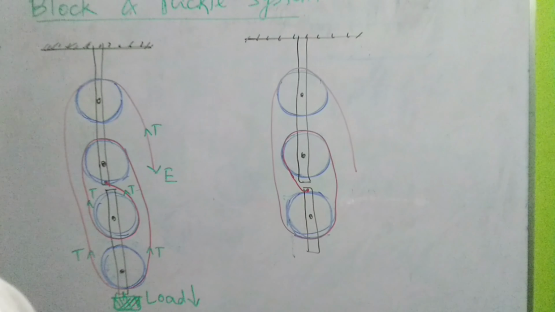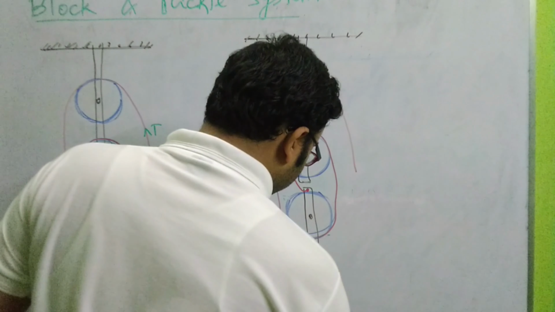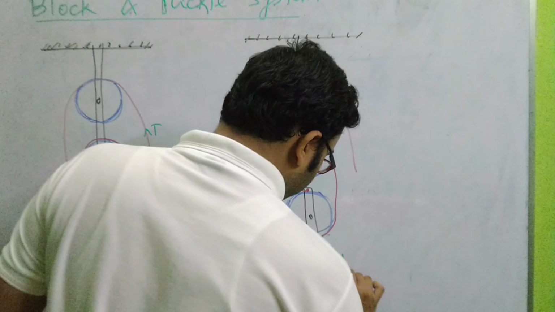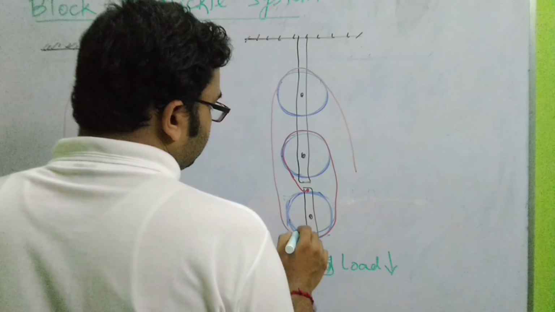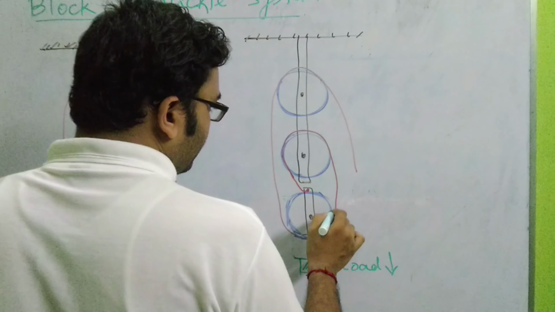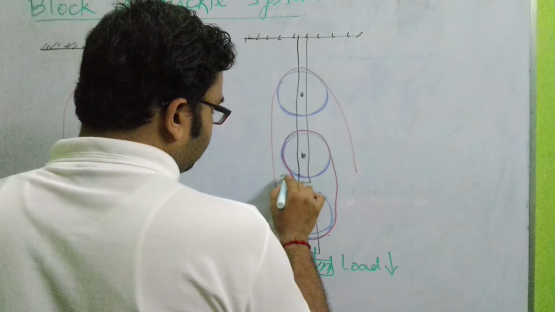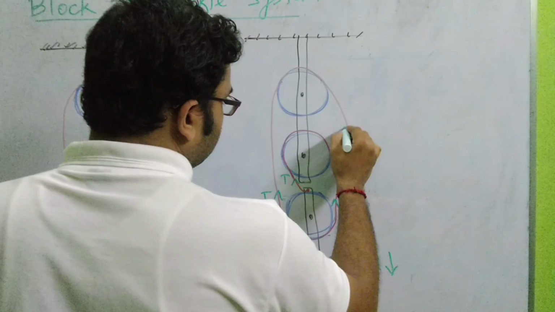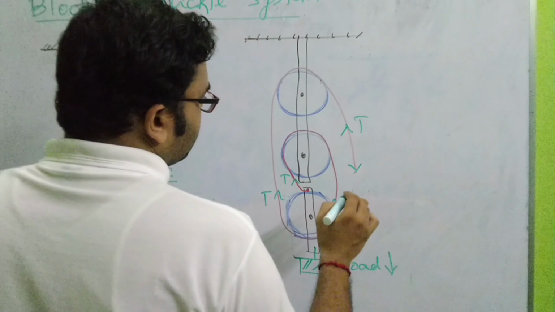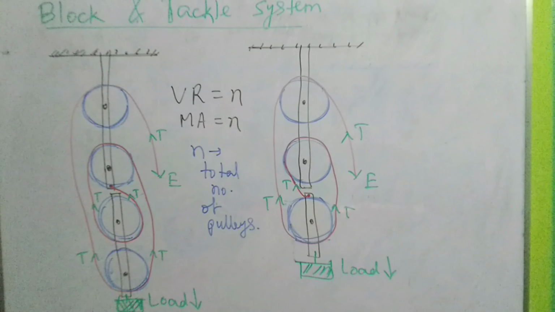If I consider the load, it will definitely be attached to this point. So this is the load acting in the downward direction. The tensions, as you can see: here is one tension T as the pulley is pulling it down. Here will be one tension T, here one tension T, and here one tension T, with the effort being applied here. So this is the combination. For these cases, the velocity ratio as well as the mechanical advantage will be equal to n, that is the total number of pulleys.